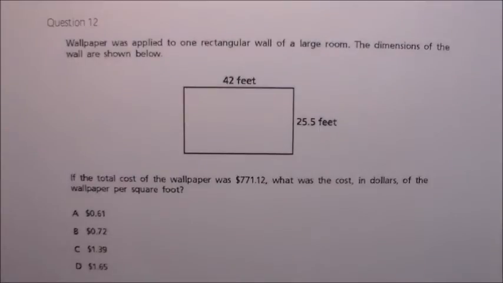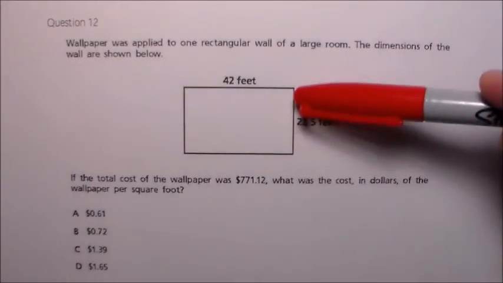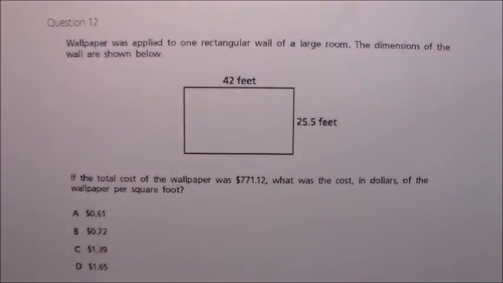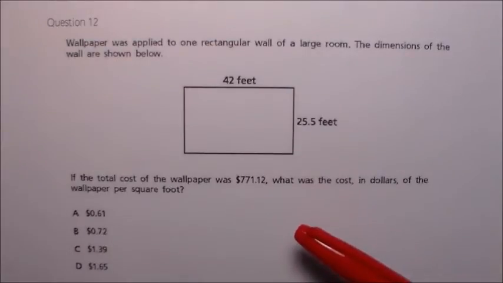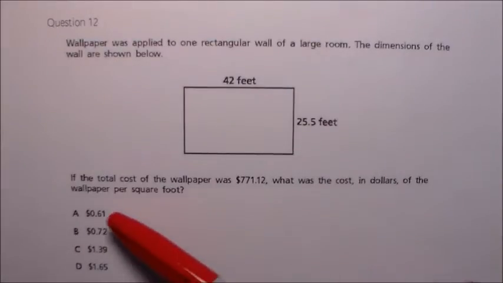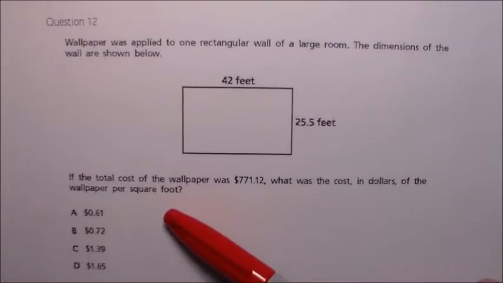Question 12. Wallpaper was applied to one rectangular wall of a large room. The dimensions of the wall are shown below. 42 feet by 25.5 feet. Exciting stuff. If the total cost of the wallpaper was $771.12, what was the cost in dollars of the wallpaper per square foot?